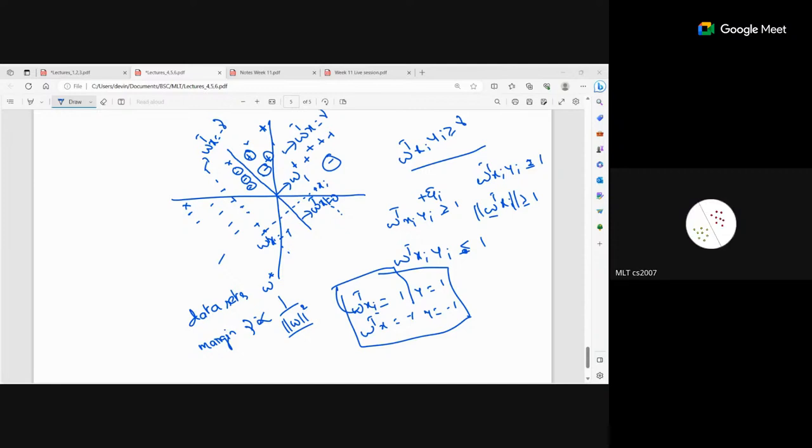If you want to know, gamma is the nearest point. Gamma is the margin there.